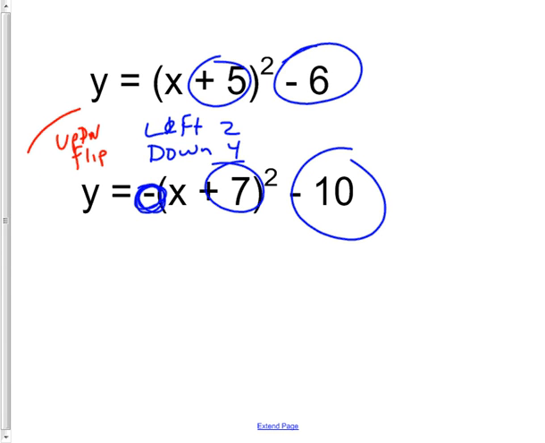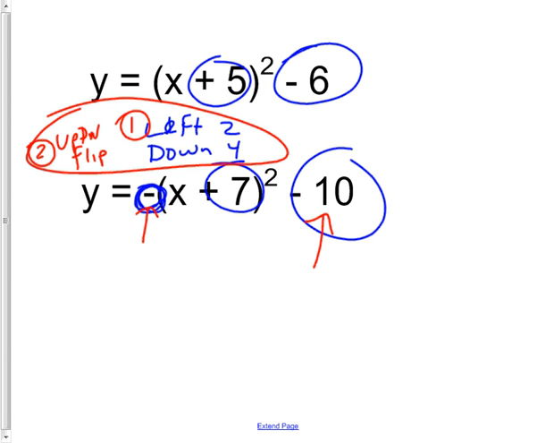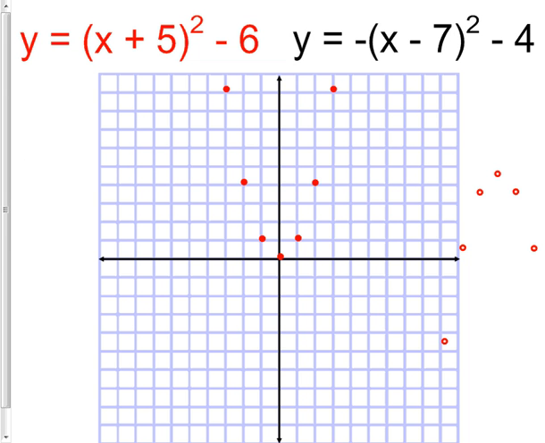All right. Now, which should be first? First, you should go left 2. Second thing you should do, yep, because between this and this, the stuff that's on the outside is a multiply, so it should be next. And the third thing you should do is move it down 4. That's the right order.